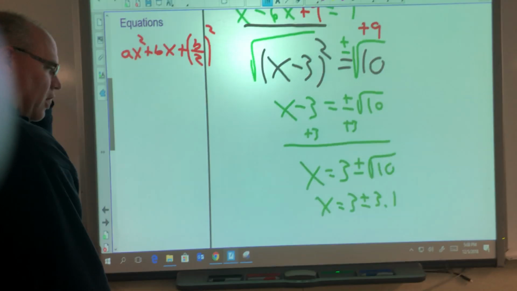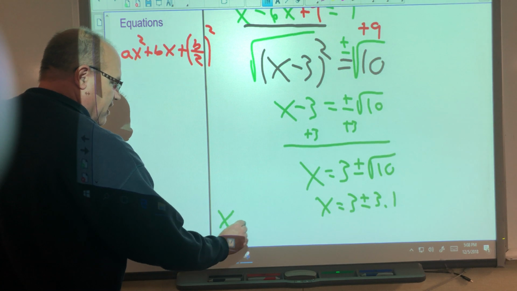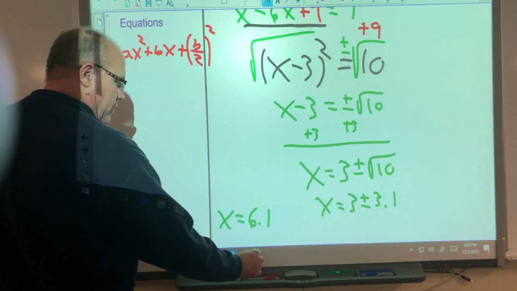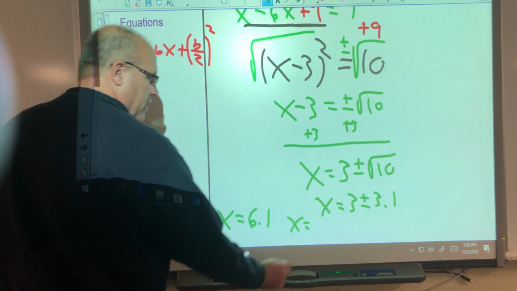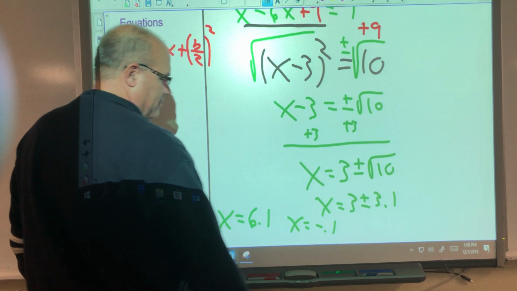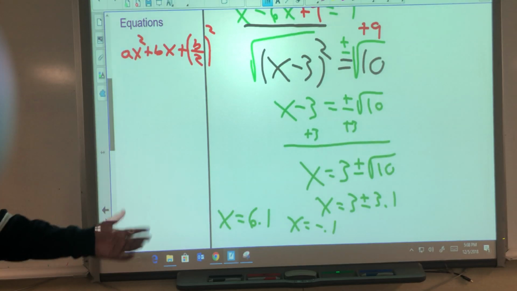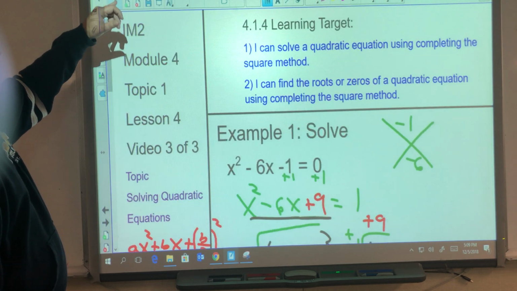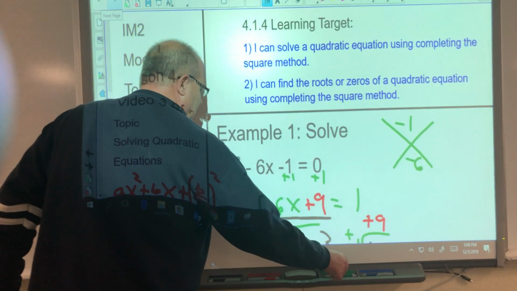So then what are our answers? X could equal 3 plus 3.1, which is 6.1. And x could also be 3 minus 3.1, which would be about -0.1. Those are your two answers. All right. We will also see this with these types of equations. Whoops, wrong slide.